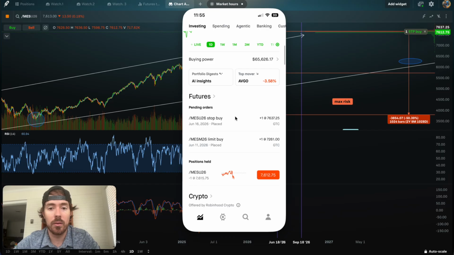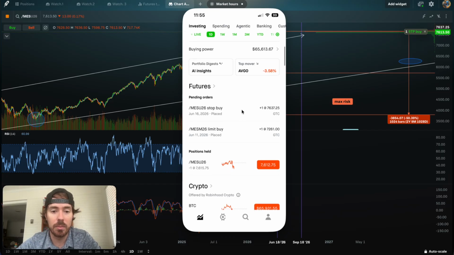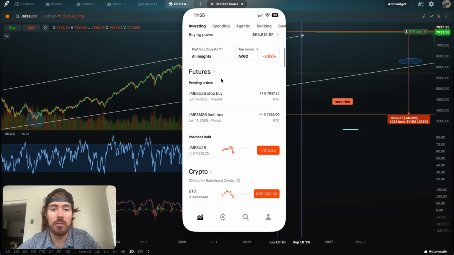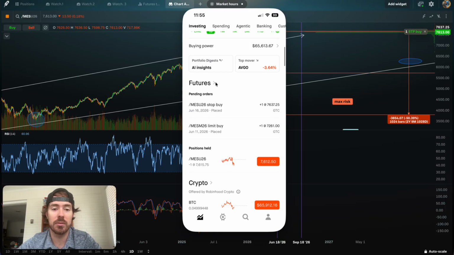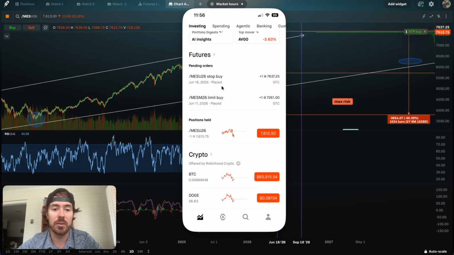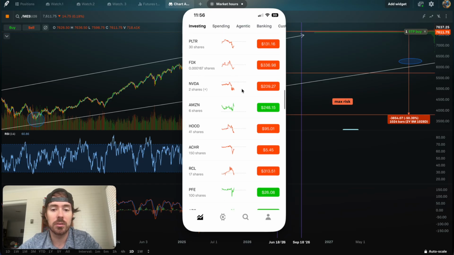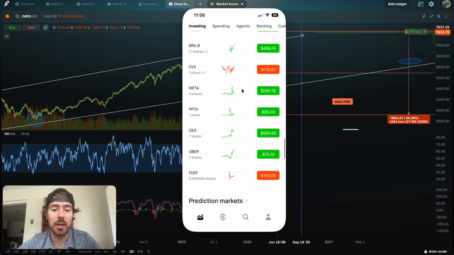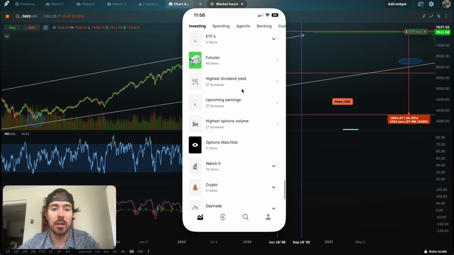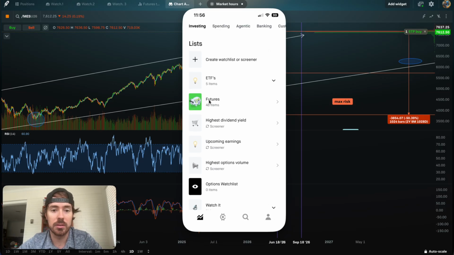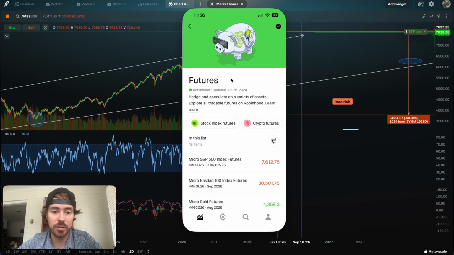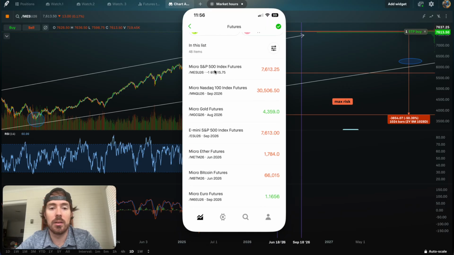app. All right, here we have the Robinhood app pulled up, and you can see here, if you have futures orders already in, or you have a position, obviously your futures will be here. If you're just now getting into it, scroll all the way down to your categories, and once you get to your lists, you'll see a futures tab. So you can hit futures. You can select your positions here. So here's MES, and then if you scroll down, you'll see ES.